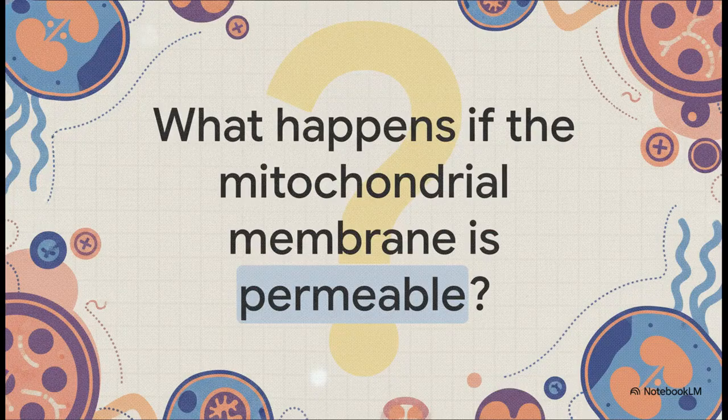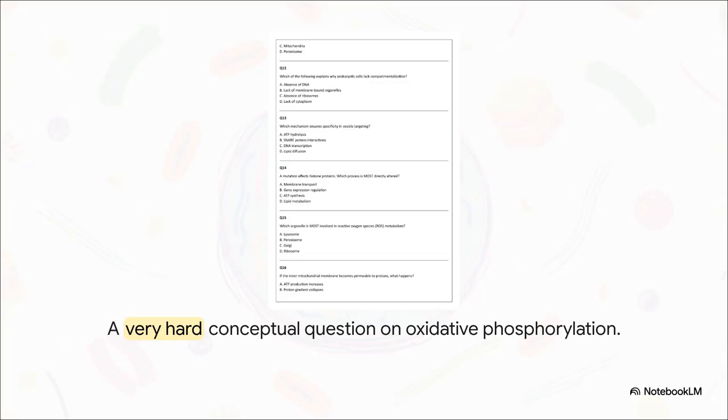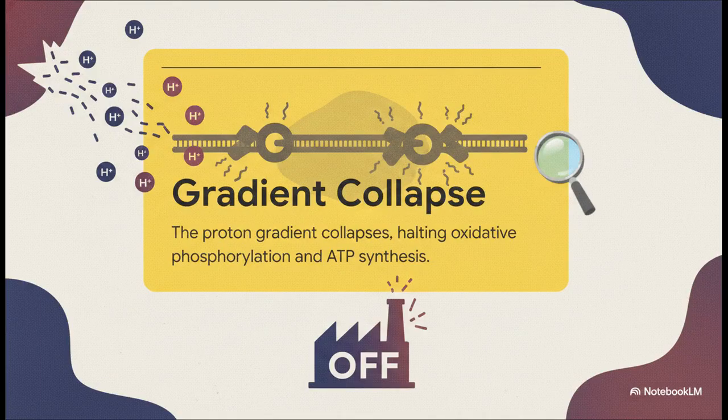All right, one final expert-level conceptual question for you. If the inner mitochondrial membrane suddenly becomes permeable to protons, what is the absolute most immediate consequence? When you look at the exact wording for this scenario, the options are definitely tricky. Does ATP production increase? Does the proton gradient collapse? Does NADH increase? Or does glycolysis stop? This is testing your deep, functional understanding of oxidative phosphorylation and chemiosmosis. The correct answer is B.